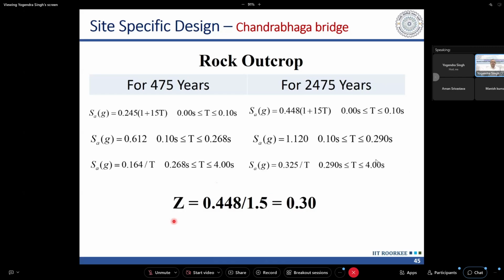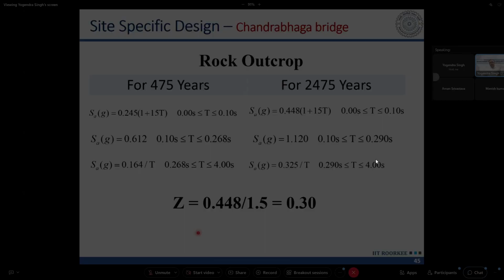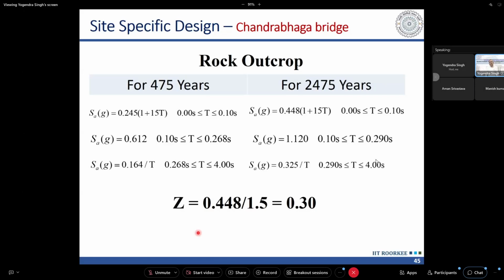And if we have to calculate Z, 1.5 into Z is equal to EPGA, effective peak ground acceleration. So you can see that here the ZPA has been calculated by dividing this EPGA 0.448, which we are getting here. This is the value at 0 period. If I put t equal to 0, S will be equal to 0.448. So this 0.448 divided by 1.5 comes out to be 0.3. So it is somewhere between zone 4 and zone 5.